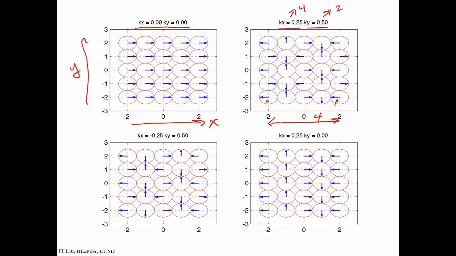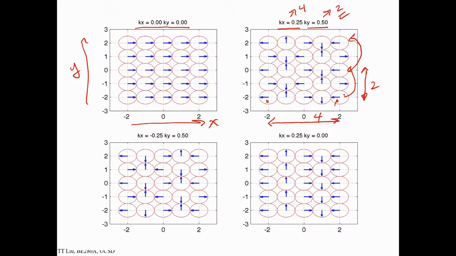Now we said the period in the y direction is 2, and so let's see this. So 2 is here, and in fact if we look in the y direction the variation repeats itself every 2. Okay, so every 2 we see that the phasors return back to the same orientation.